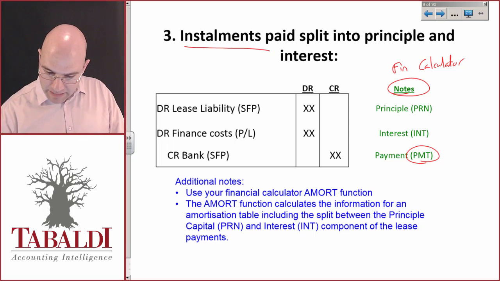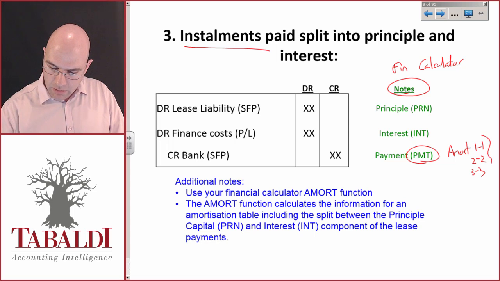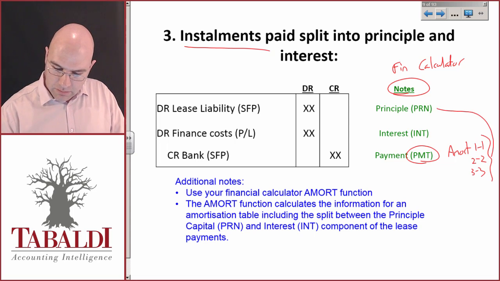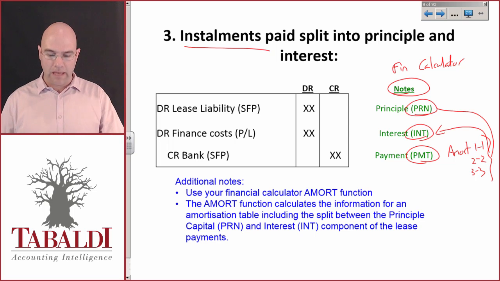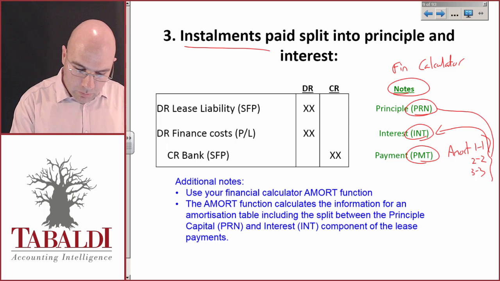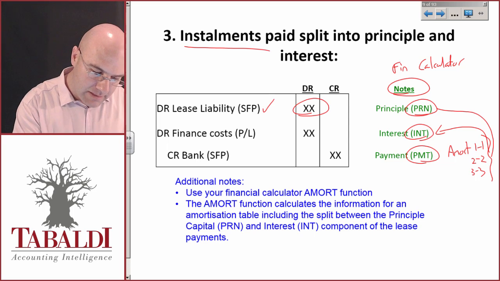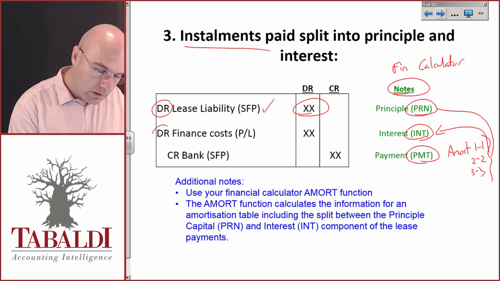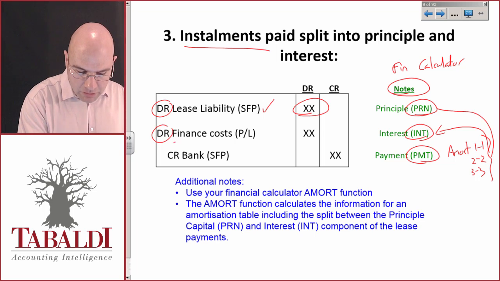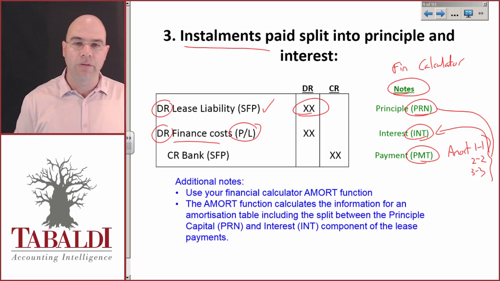Now that payment, when you go amort, periods 1 to 1, 2 to 2, 3 to 3, etc., will all need to be split between interest and principal. So the principal will reduce the lease liability, therefore debit the lease liability. The interest will be part of interest expense. We're going to call that finance costs in profit or loss.